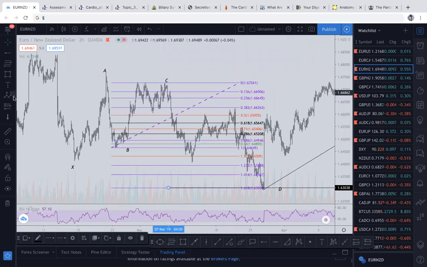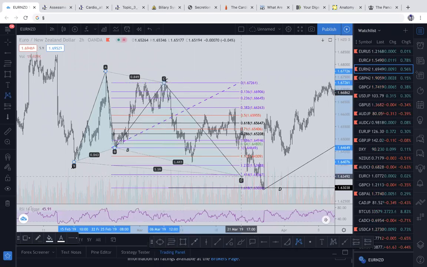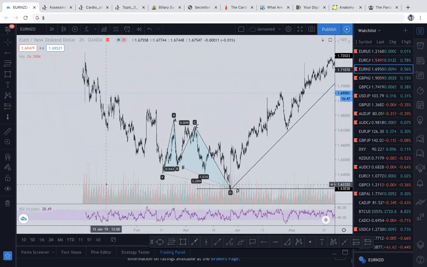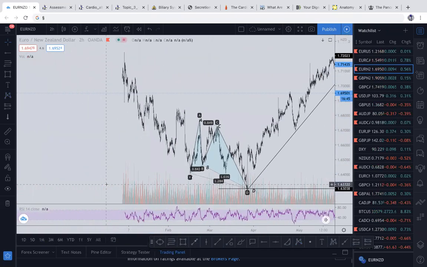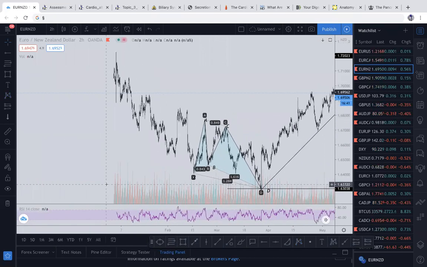Look at that. So now if I put the pattern on, X, A, B, C, D. Look at that. And look at the reversal. Look at the reversal, guys.